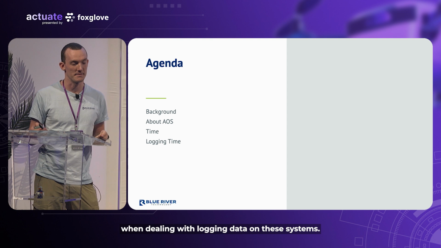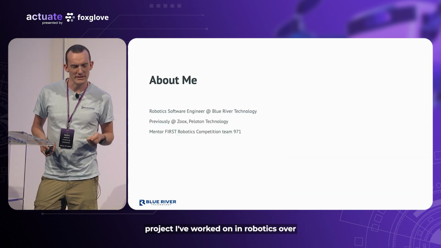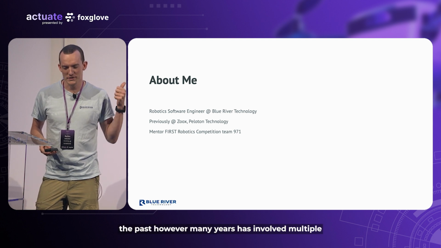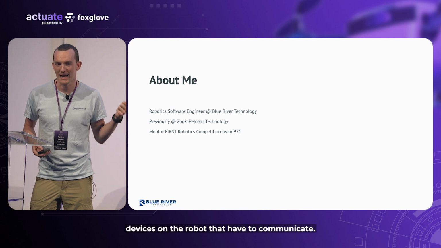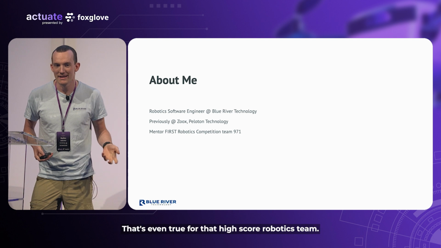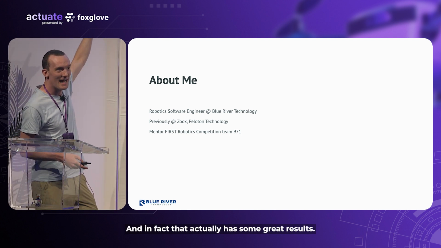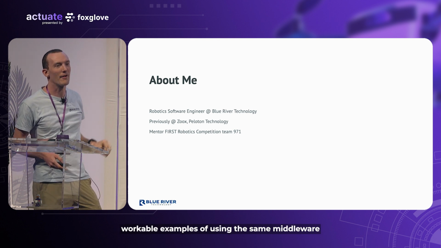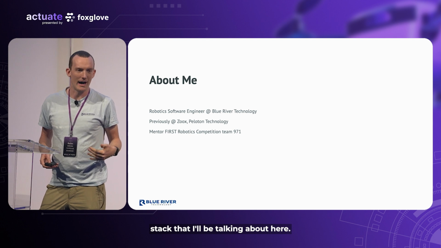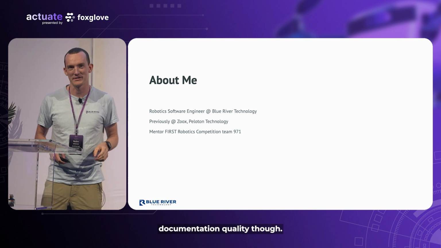data on these systems. The main relevant thing is that every single project I've worked on in robotics over the past however many years has involved multiple devices on the robot that have to communicate, and you want the code to be following the same structures on every device. That's even true for that high school robotics team. And in fact, that actually has some workable examples of using the same middleware stack that I'll be talking about here that I didn't include a link to here, but if you search 971 GitHub, you can find it. I won't promise anything on the documentation quality, though.